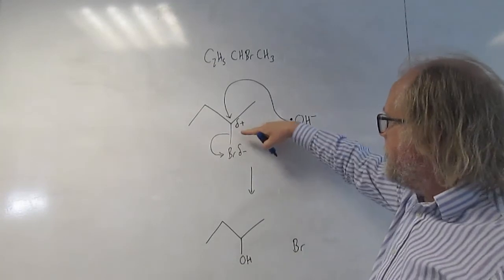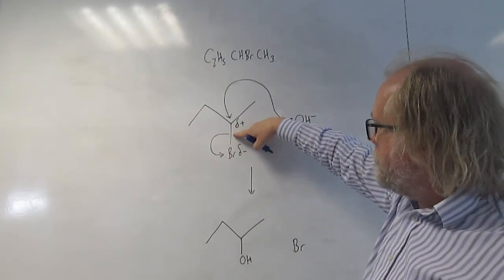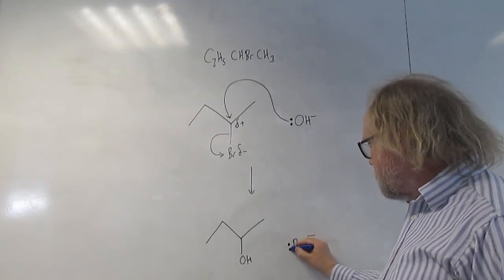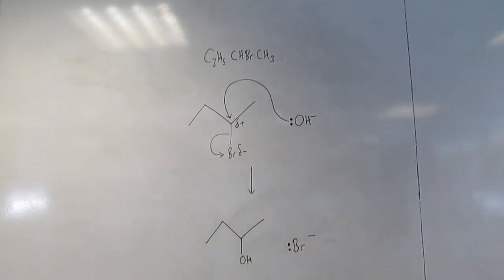But it's not just a bromine atom, because it's now got this pair of electrons all to itself. It's now a Br- ion. And so that's the other product. And that's the whole mechanism. It's a very simple mechanism. That's nucleophilic substitution.